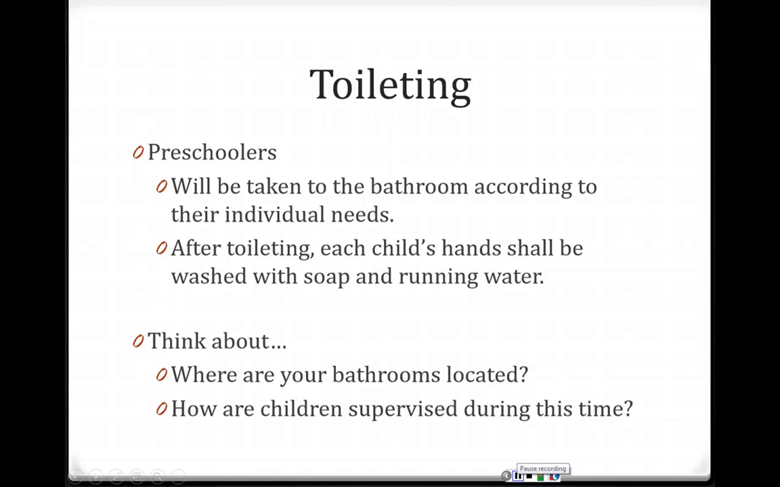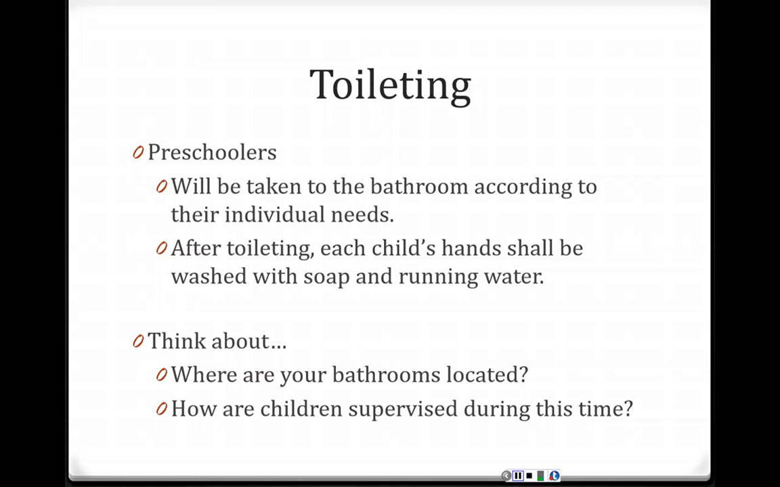So now we're going to talk about toileting. Preschoolers will be taken to the bathroom according to their individual needs, and that means when they need to go to the bathroom, they need to be taken to the toilet so that they are able to go. After toileting, each child's hands shall be washed with soap and running water, as well as our hands.